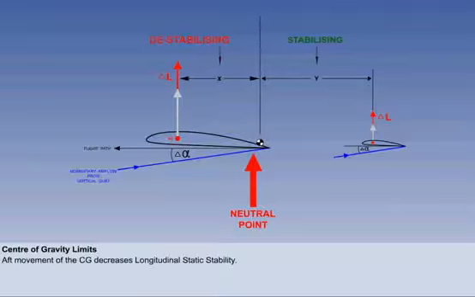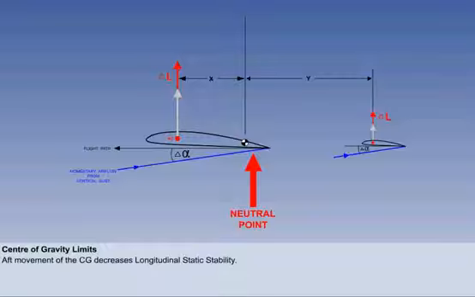Having returned the CG to the neutral point, we will now consider the acceptable CG range. If we move the CG slightly forward of the neutral point, the aircraft would have a small amount of longitudinal static stability, but there would still be an insufficient margin of safety. Moving the CG slightly further forward will increase longitudinal static stability a little more, but will still not provide a big enough margin of safety.